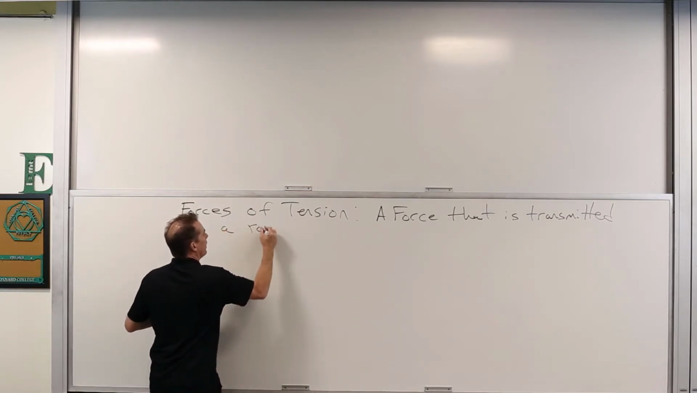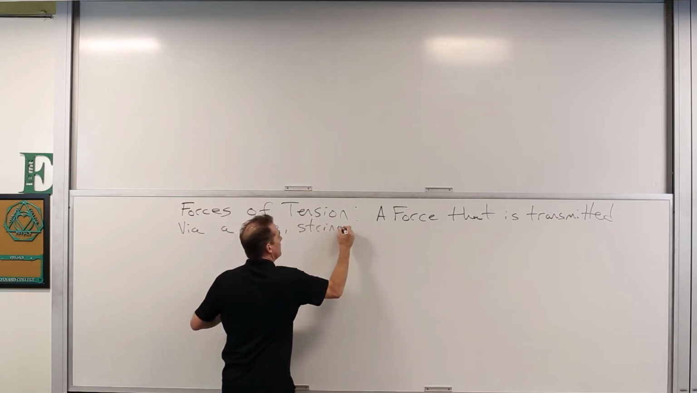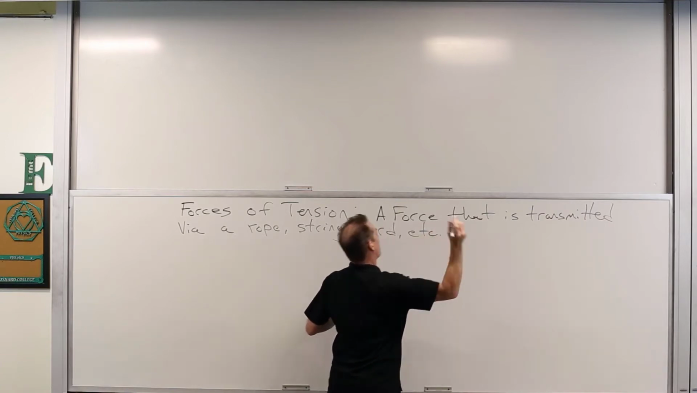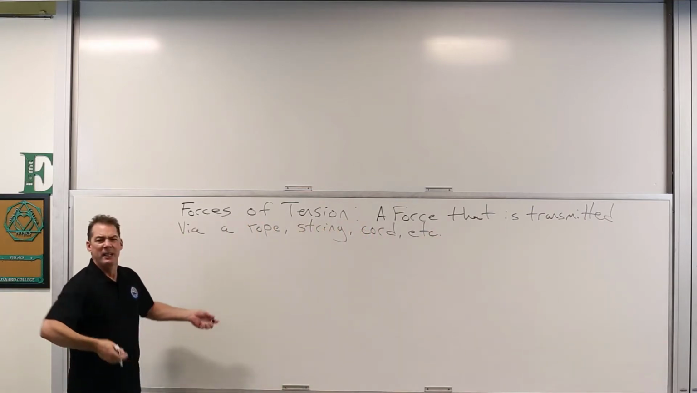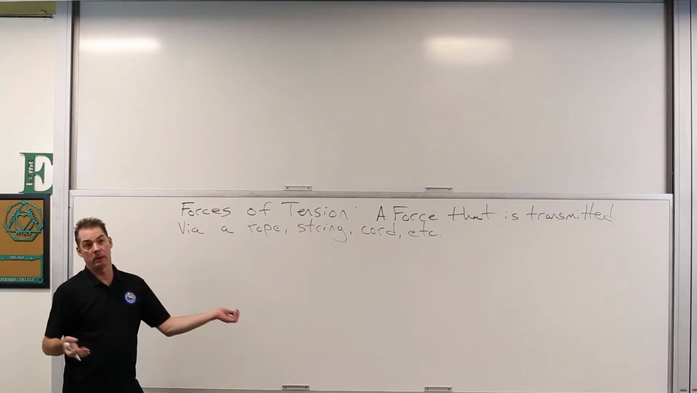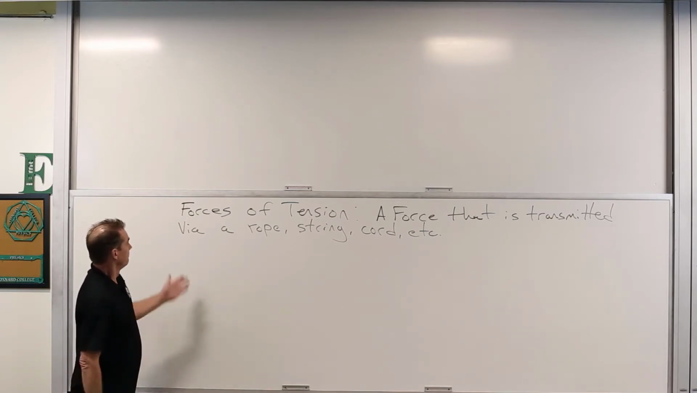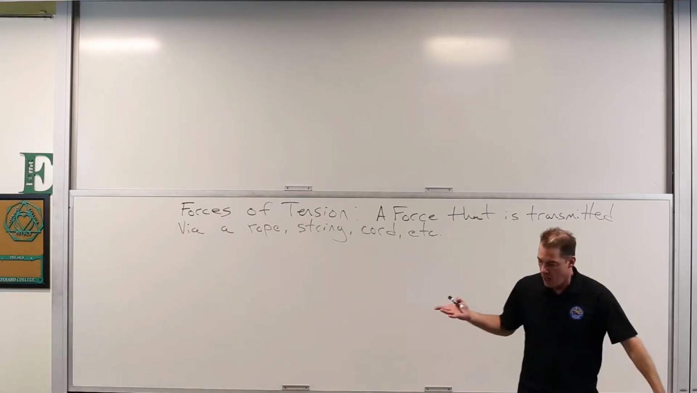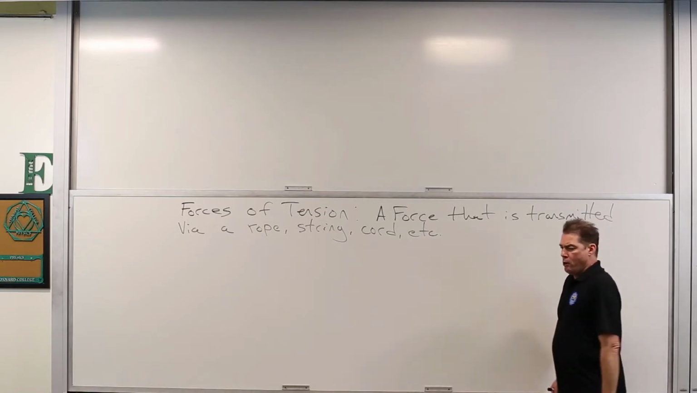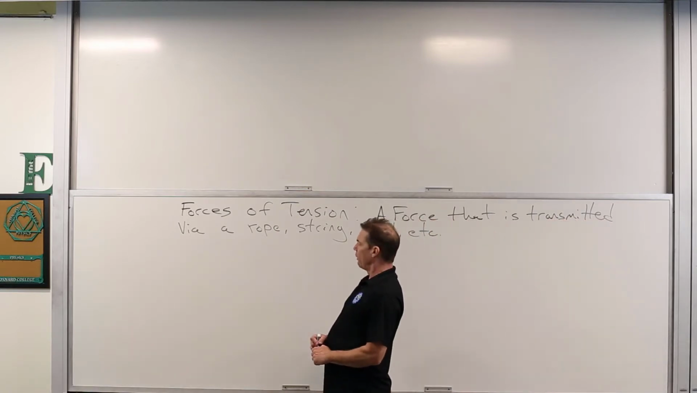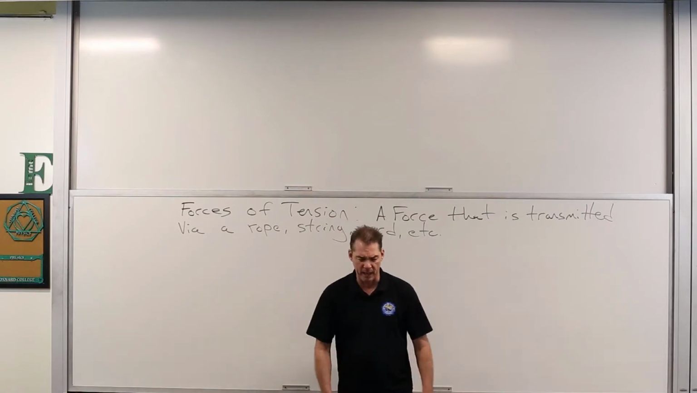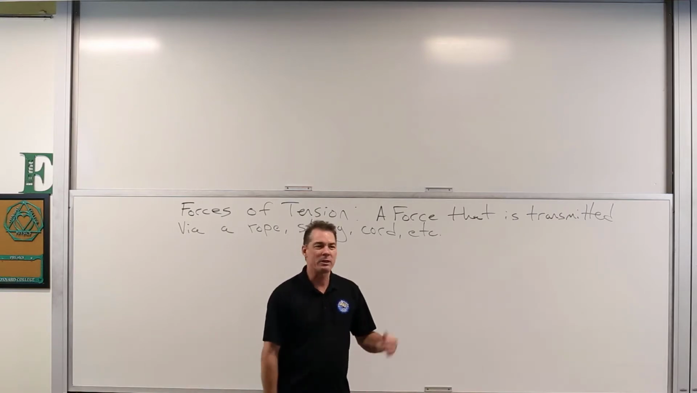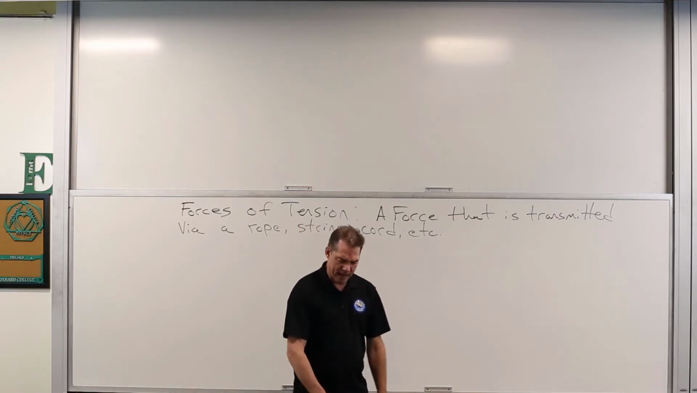Via a rope, string, cord, etc. So it's a contact force because generally when you have something tied to a rope, string, or cord, it's contacting that something, the mass under consideration, and it can exert a force on it. So what we want to do is give that a little bit of a look and model something out so we understand how forces of tension work. They're basically another type of applied force, contact force, so to say, and that's it.